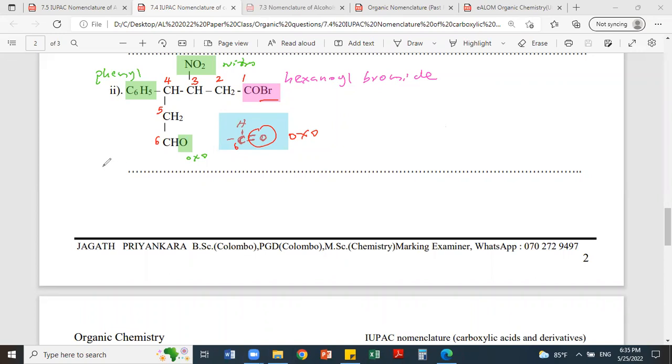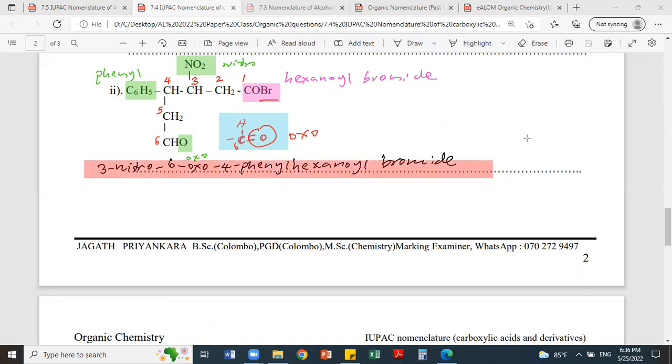I'll write it because the others are getting the recording. So I'll write here 3 nitro, to the third carbon, 3 nitro, then 6 oxo, then 4 phenyl, then you get hexanoyl. Most of the internet uses hexanoyl, but if you write oil also they'll accept both, I think. I'll write oyl because in the resource book they have gone with oyl: hexanoyl space bromide. So the only thing you have not put is bromide. The rest is correct. Okay, that's the answer.